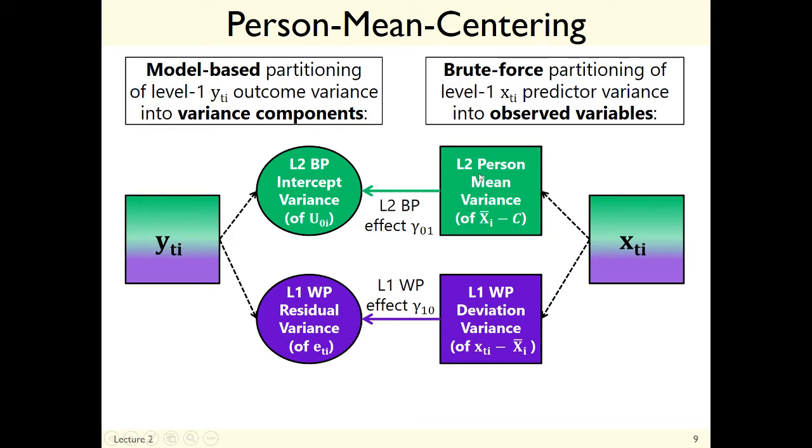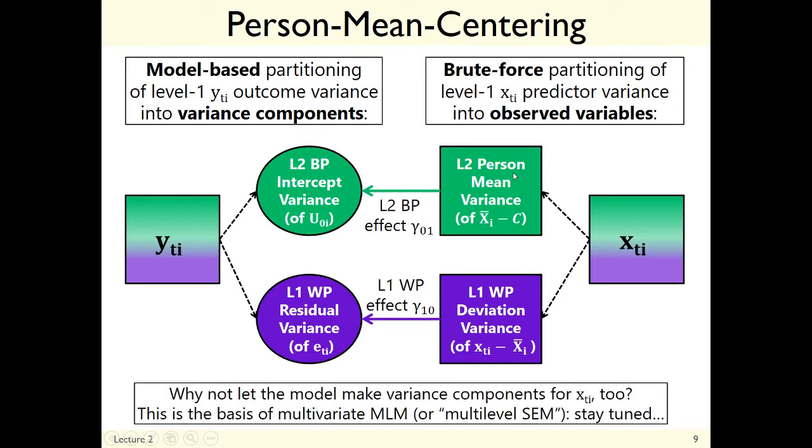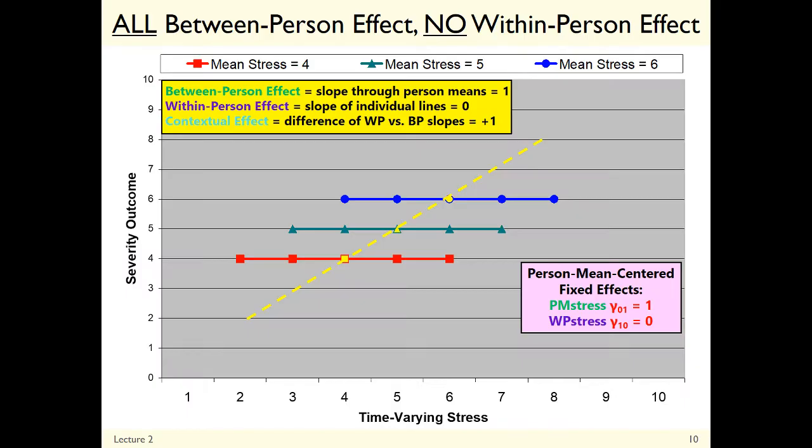So this picture may beg the question, well, why is one side boxes and the other side circles? Why does the model get to form the variances on the y side, but we're making them ourselves on the x side? This idea that we could let the model make the variances for us on the x side too is the basis of multivariate multi-level modeling, or what some folks call multi-level SEM, and that's what we're getting to probably tomorrow. I don't think we're going to get there today.